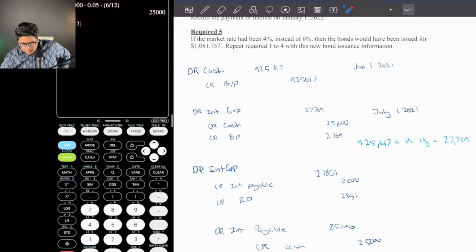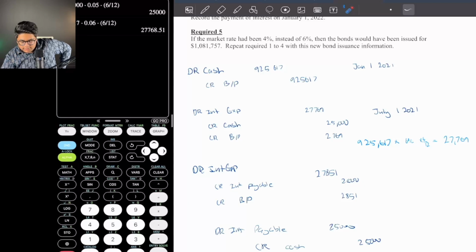$925,617 into the market, which would return 6%, and times this by 6 over 12 because we want to compare apples to apples. So we're going to times it by semi-annual. They would have returned 27,768. For my purposes, I just rounded it to 27,769. Again, it doesn't matter.